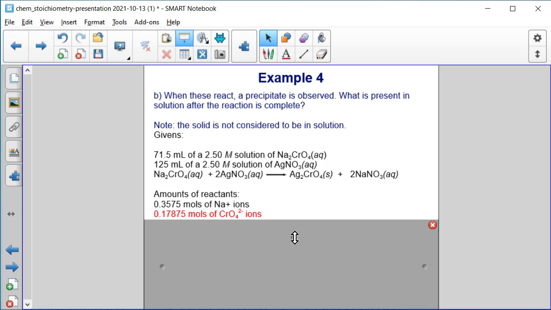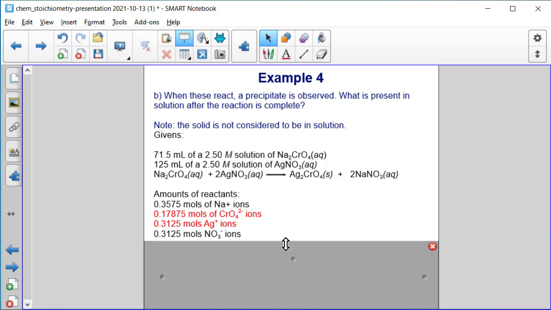And then we do the same thing for the silver and the nitrate. All I did was take this volume, 0.125 liters or 125 milliliters, multiply it by 2.50 molar, and it's a 1-to-1 ratio here of silver to nitrate. So 0.3125 moles of silver ion and 0.3125 moles of nitrate ions.